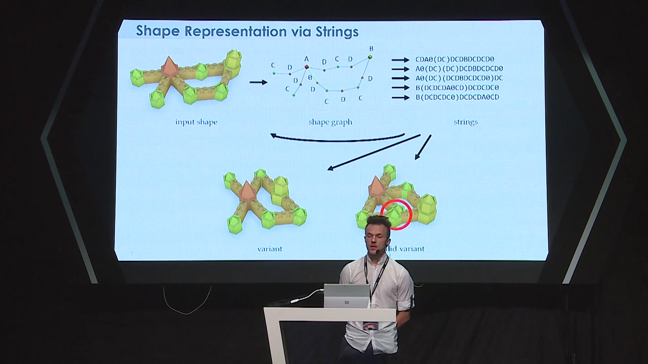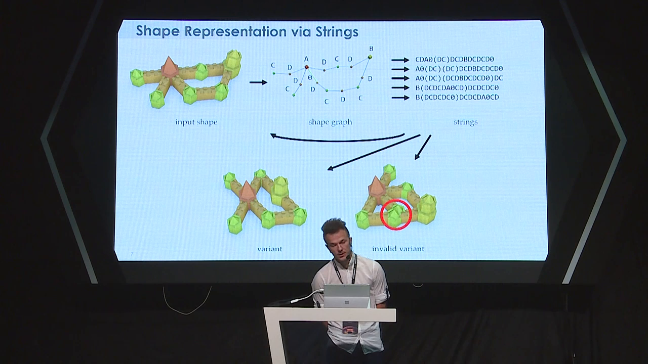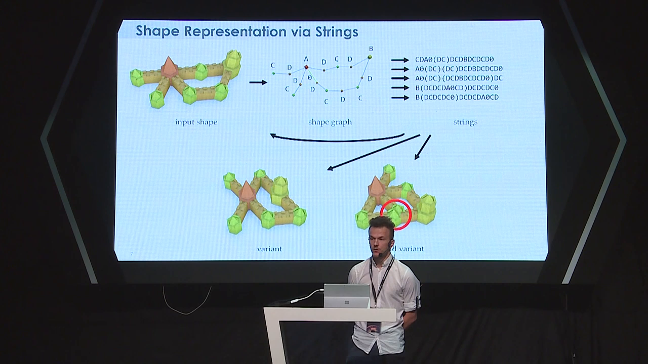In other words, we exploit this connection between formal languages and procedural modeling that is given by the grammars and convert our 3D models into a representation that can be learned by a natural language processing method.